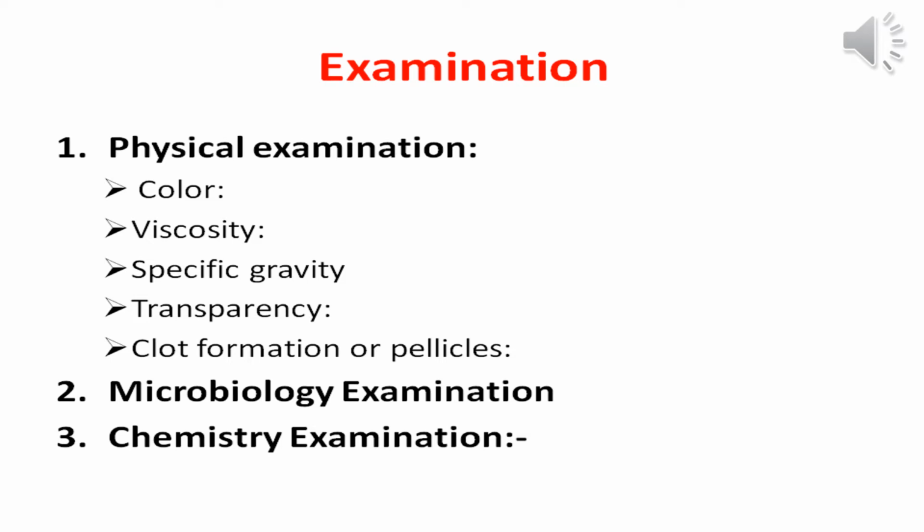In the chemistry examination, usually I look at 2 parameters, which are protein and glucose. In all cases the protein will increase and the glucose will decrease. The glucose always decreases except in viral infection, where you can see it normal. What about the cell counting? I will talk about it in the next slide.